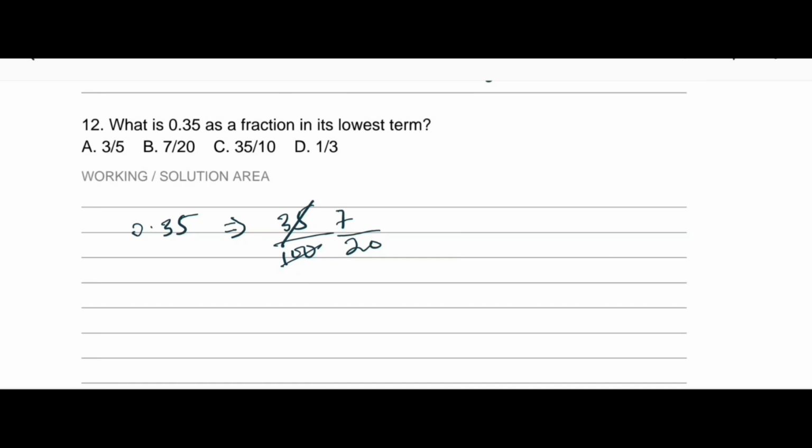Therefore, 0.35 expressed as a fraction in its lowest term is 7 over 20. Later, we'll look at how to find the HCF, which is the highest common factor. Do you understand? Okay. So the answer is B, 7 over 20.